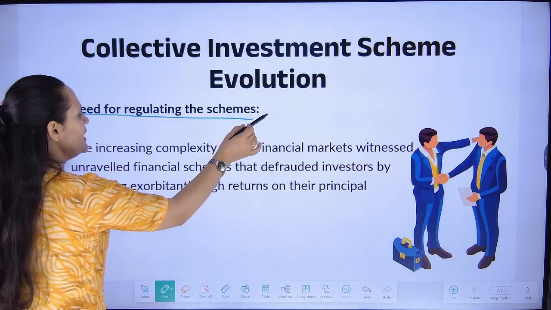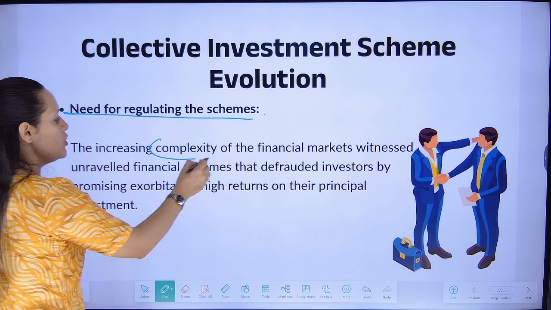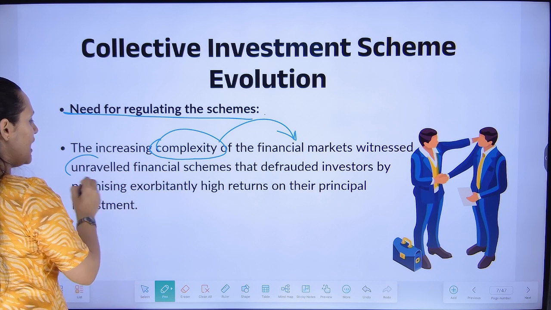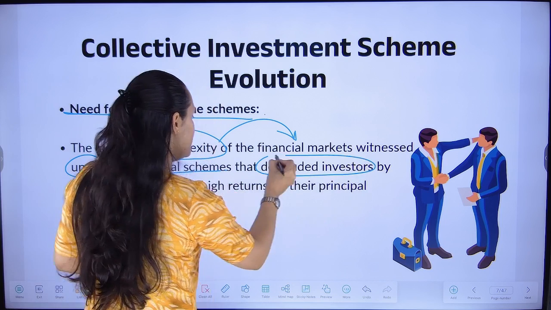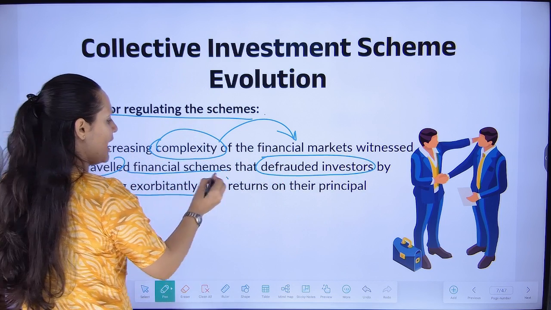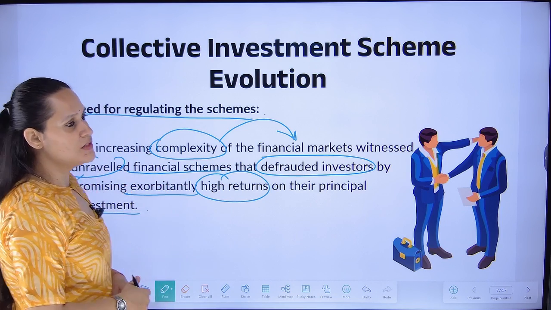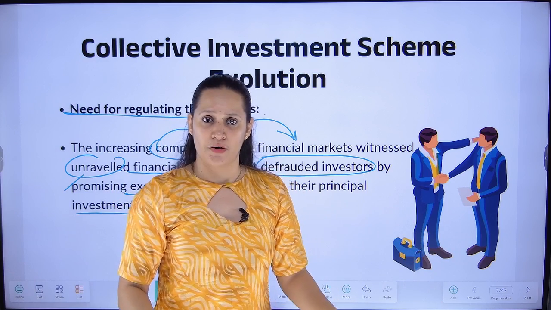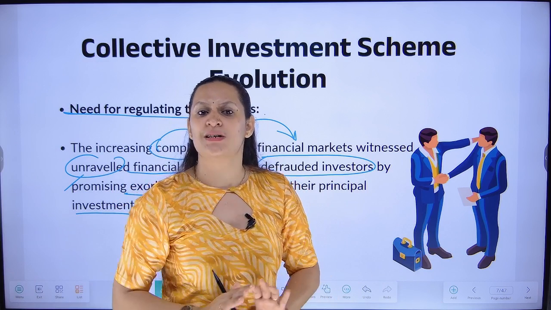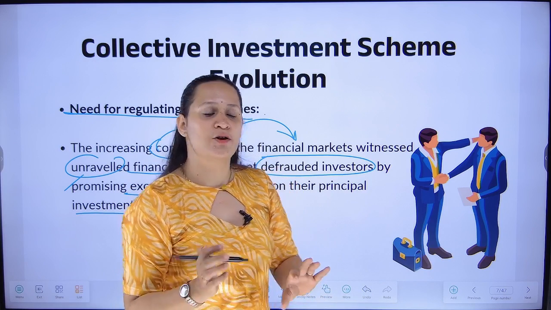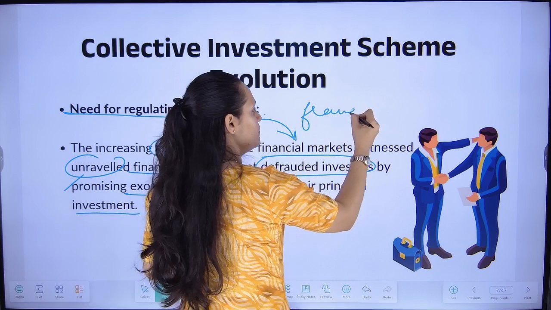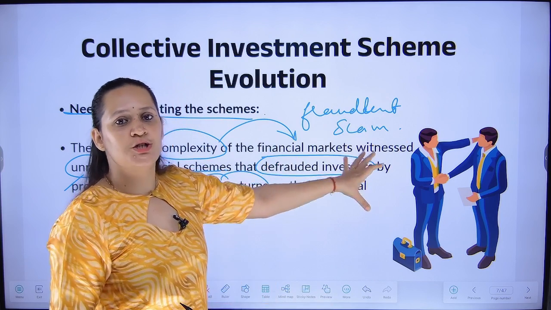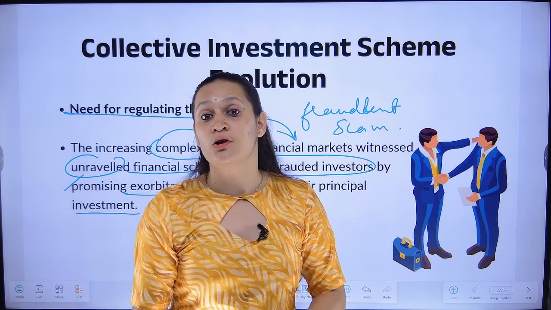Now, why is there a need for regulating the scheme? First and foremost, there was a lot of complexity in the financial markets, and such unraveled financial schemes defrauded the investors by promising exorbitantly high returns and their principal investment. Like I told you, one player, two players, three players are honest, but not everybody is honest. Out of 100 people, there might be 2 people who are scamsters, who are going to do some kind of fraudulent activities, who are undertaking some kind of scam, because of which a lot of investors started losing their money.